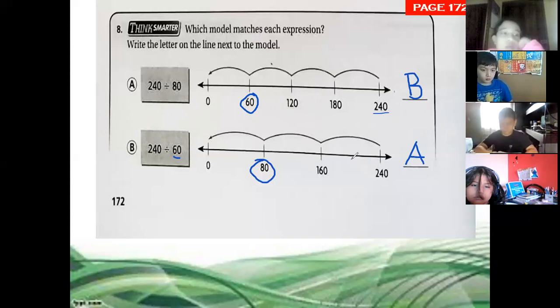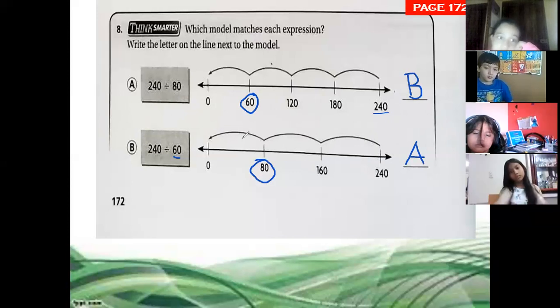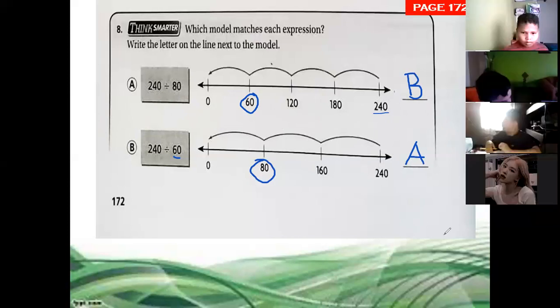Yesterday, we learned how to find the answer of a division using a number line. The answer is here in the number line. What is the answer to 240 divided by 80? What do we have to count? You need to count how many jumps we do. Exactly, the jumps. So how many jumps do I have here? 3. So 240 divided by 80 equals 3.